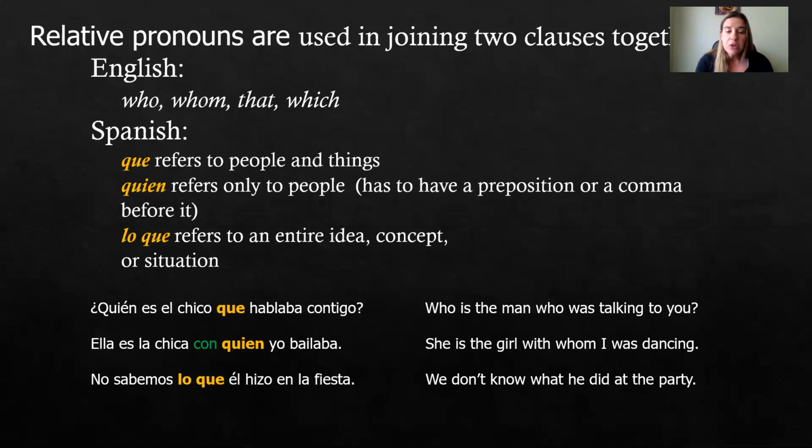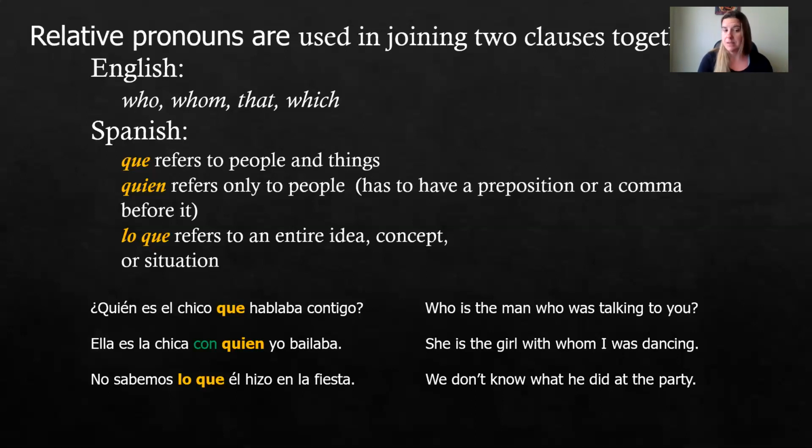¿Quién es el chico que hablaba contigo? Who is the man, I guess, or who is the boy that was talking to you? In this sentence, we have que referring to a person, but it's que and not quien because there's no preposition before it. There's no comma before it.